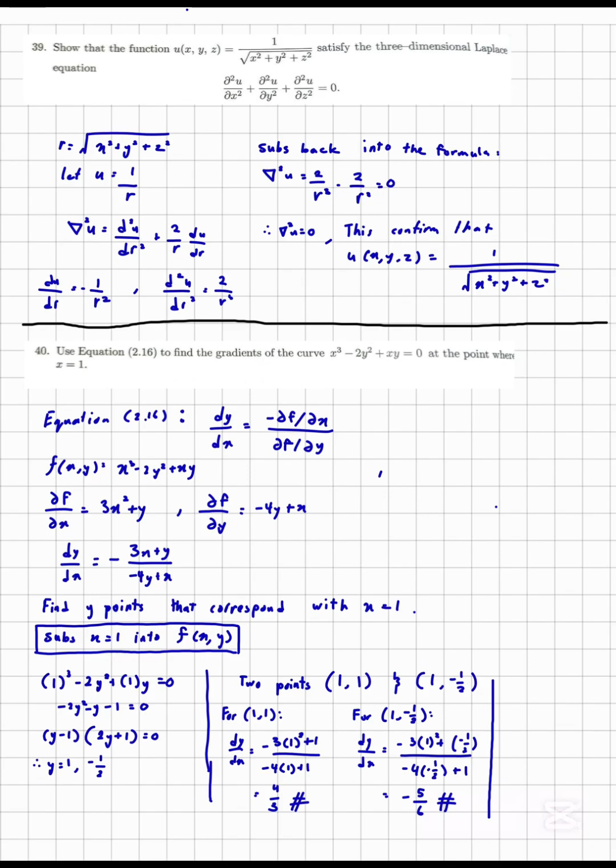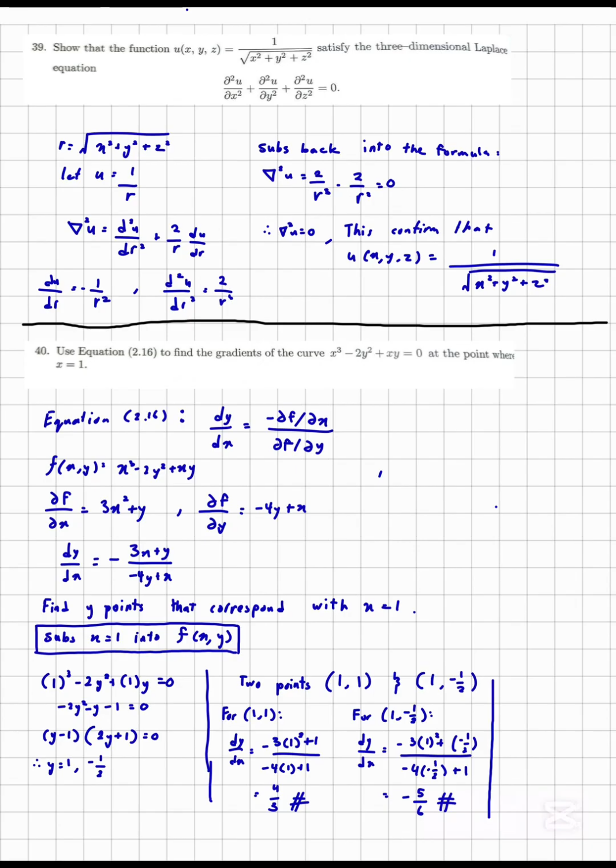For question 40, we need to find the gradient of the curve of the equation given at the point where x equals 1, using equation 2.16, which is dy over dx equal to negative del f over del x over del f over del y. Del f over del x is equal to 3x squared plus y, while del f over del y is equal to negative 4y plus x. So we get dy over dx equal to negative 3x squared plus y over negative 4y plus x.